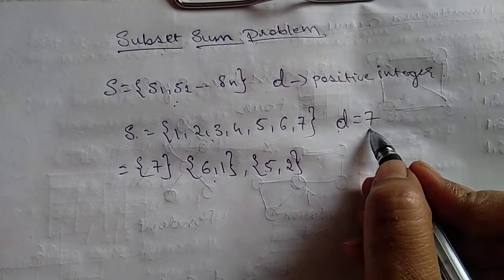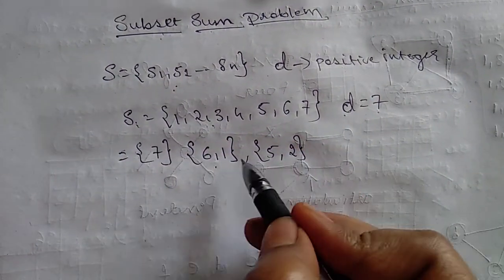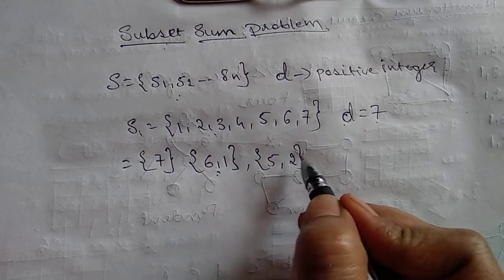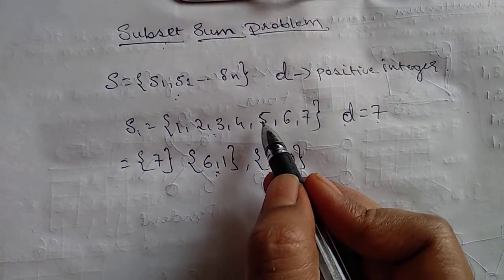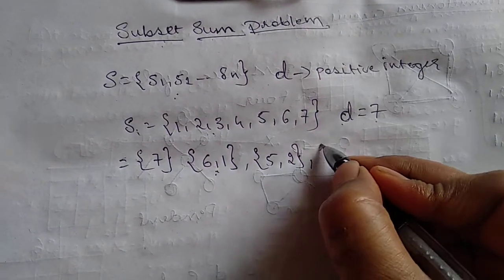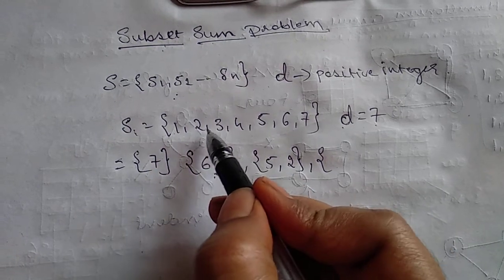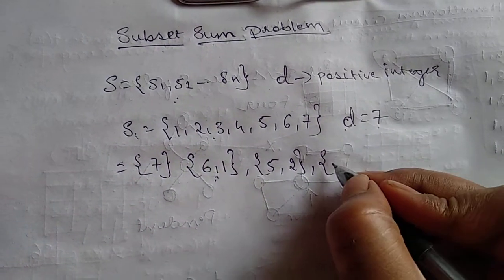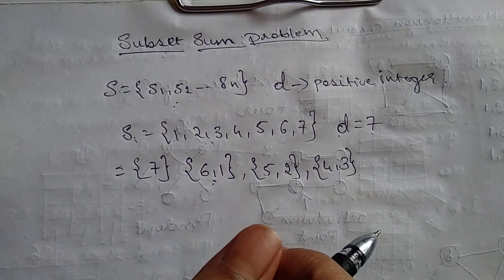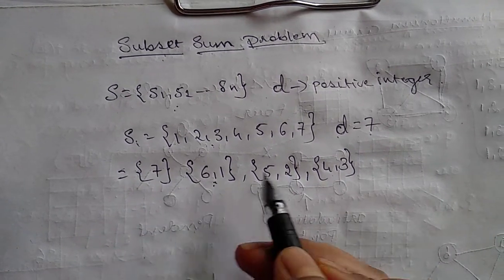So d is equal to 7 means the subsets I am considering from the main set S have to give the sum 7. So 6 plus 1 will give you 7, 5 plus 2 will give you 7, then 5 plus 3, 5 plus 4, no, 5 plus 6, 5 plus 7 also, no. Then next I'll go to 4. 4 plus 1, it is 5. 4 plus 2, 6. 4 plus 3, it is 7. So 4, 3 I will take. Next 3 plus 2, no. 3 plus 1, no. Now the two-digit numbers are done.